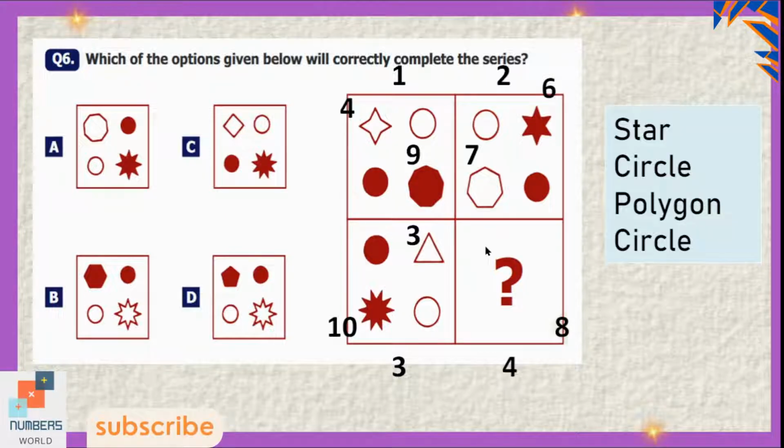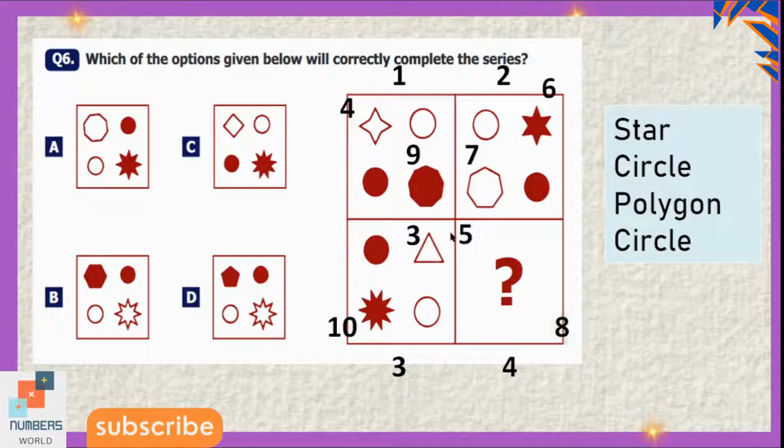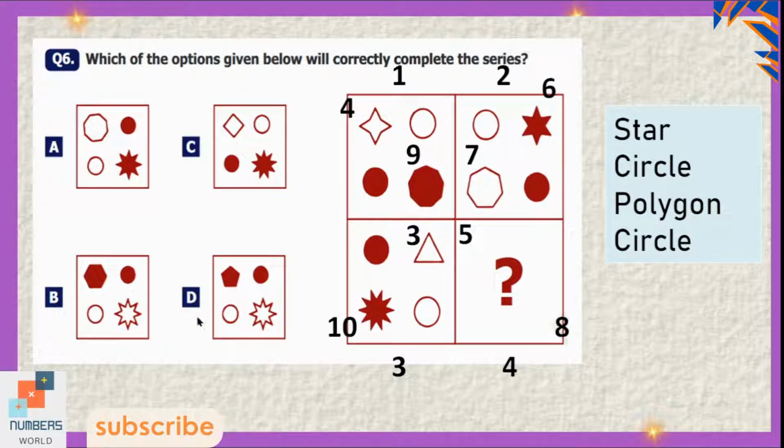After stars, if we follow the pattern, square number 4 should have a shaded polygon with 5 sides or 5 corners. So in option D, the polygon is a pentagon which has 5 sides and it is shaded as well. So D is our answer. This will fit into the shape and complete the pattern.